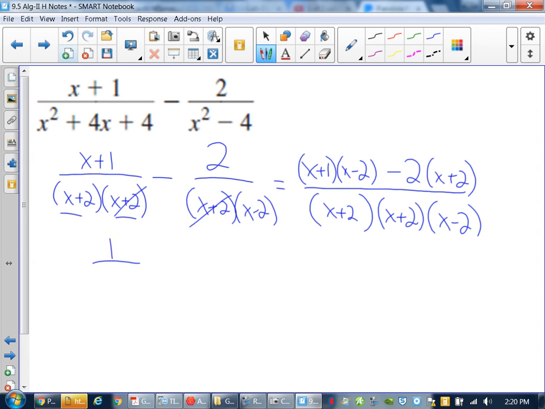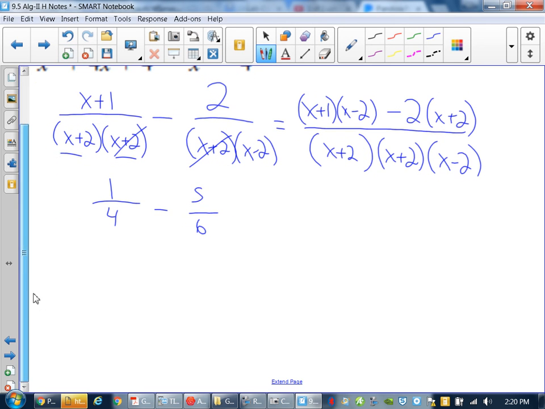If this was 1 over 4, and this was 2 over 6. I know it's a bad example. Or let's just say it's 5 over 6, just so we don't simplify. This is 1 over 2 times 2. This is 5 over 2 times 3. What do they have in common? The 2. What's left? The 2 and the 3.